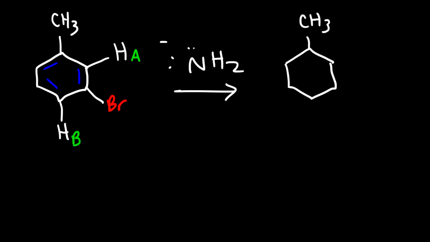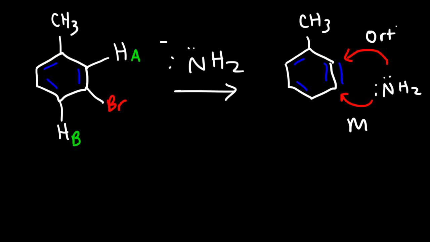So we'll have a triple bond between the bromine atom and hydrogen A, or between the ortho carbon and the meta carbon. So now when NH2 minus comes in to attack the benzyne intermediate, it can attack at the ortho position or at the meta position, giving us these two products.